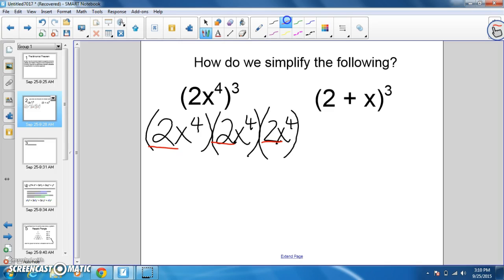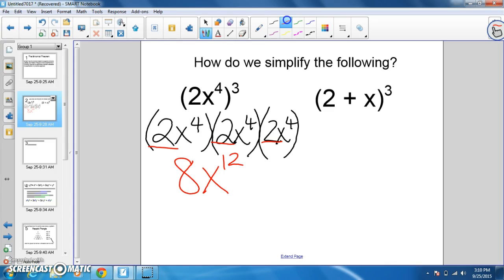2 to the third power is 8. And for x to the fourth power times x to the fourth power times x to the fourth power, we add our exponents and we get x to the 12th power.